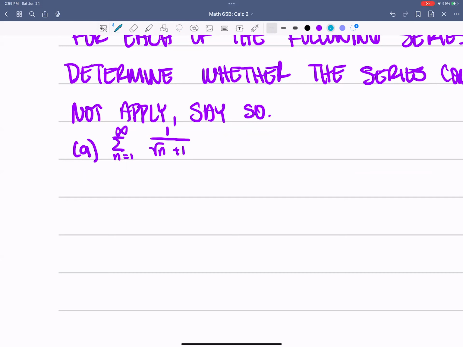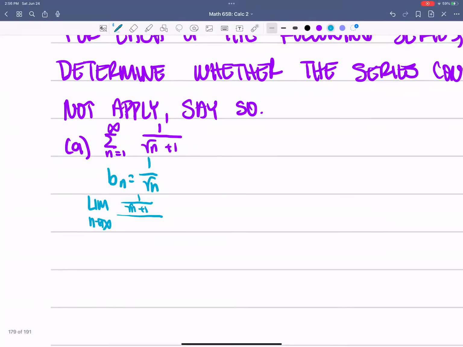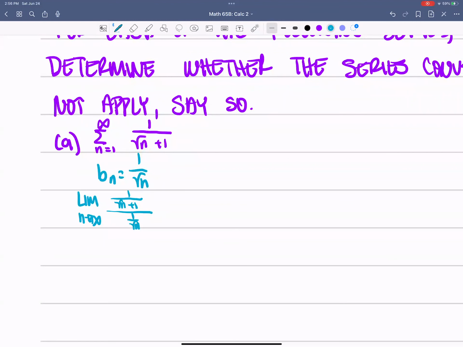So here I'm going to let a sub n be that one right there that we see up above. I'm going to let b sub n be something easier to make it easier for us to find the limit afterwards. So now we're going to look at the limit as n approaches infinity of a sub n over b sub n. So we have the limit as n approaches infinity of a sub n, 1 over the square root of n plus 1, over 1 over the square root of n.